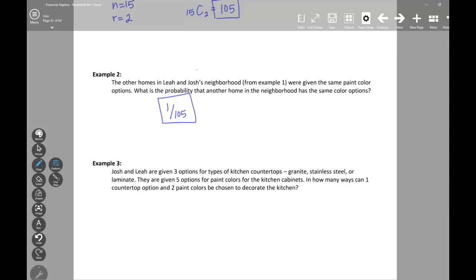There are 105 different options, but there's only one that can work. What is that as a percent? What's 1 divided by 105? 0.009. Yeah, so about 1%. There's about a 1% chance that we're going to have the same paint options given the same 15 options on 2 walls.